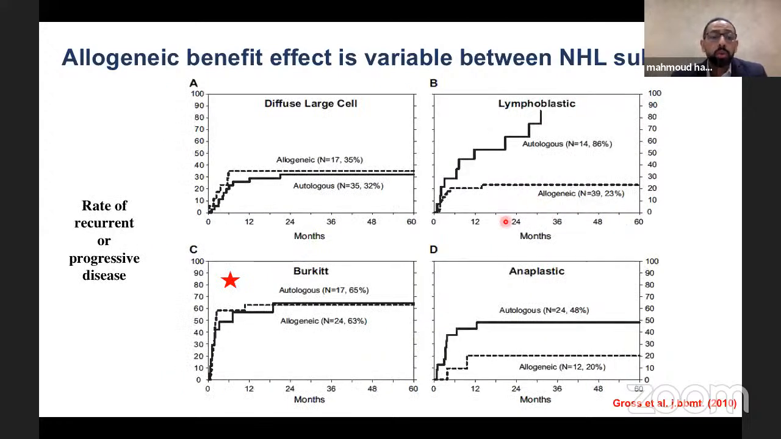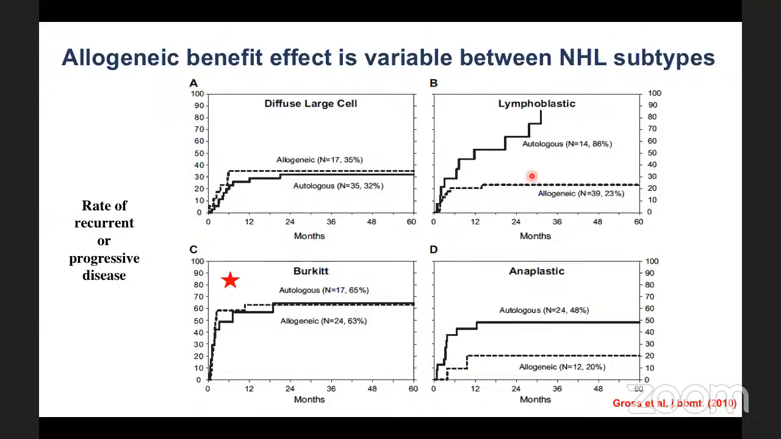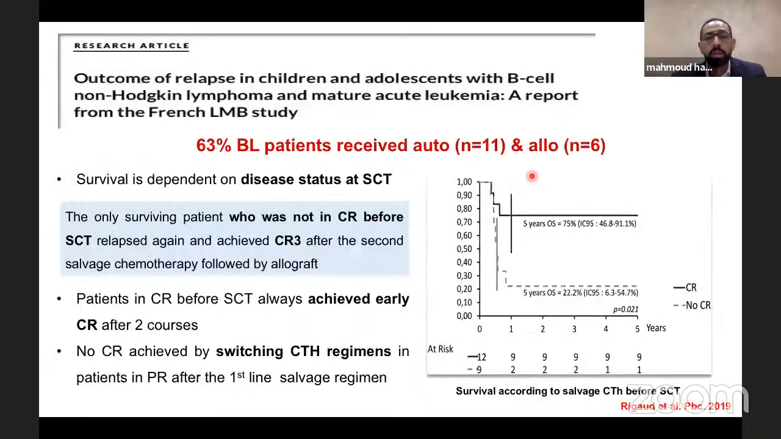Also, the rate of recurrence was equivalent in Burkitt's lymphoma in both strategies, autologous and allogenic, but more relapses were found in lymphoblastic and anaplastic using autologous transplantation. In this study, besides that, it showed that complete remission patients have a very good outcome compared to patients who achieved less than complete remission.